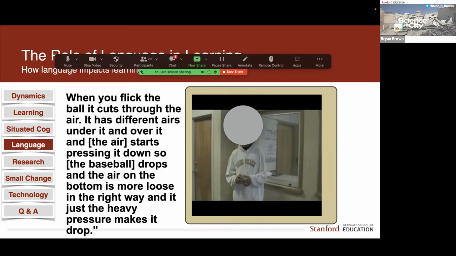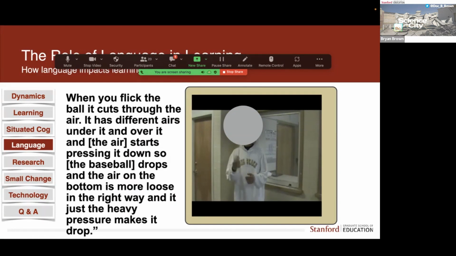Well, when you flick the ball, it cuts through the air. It has different airs under it and over it, and starts pressing it down, so it drops, and the air on the bottom is more loose in the right way, and it just the heavy pressure makes it drop.